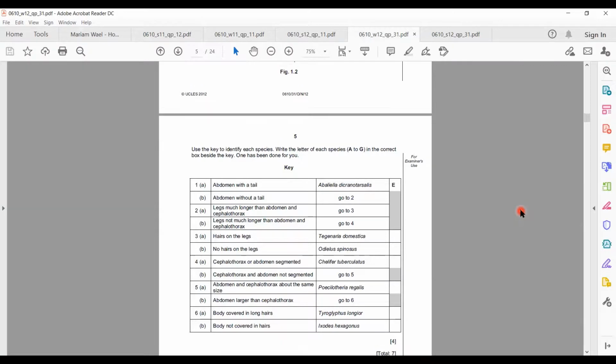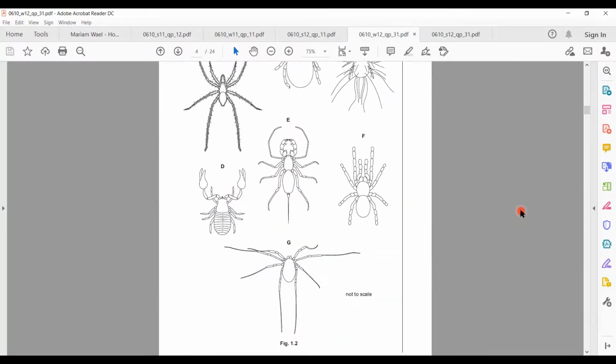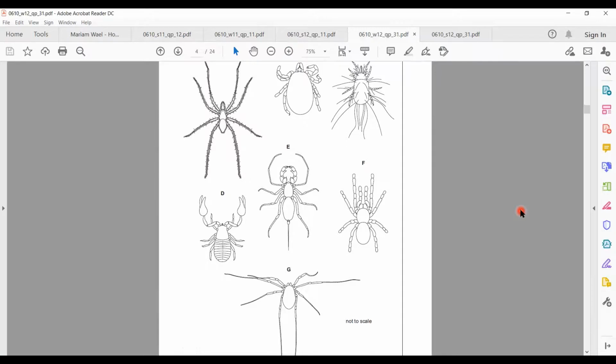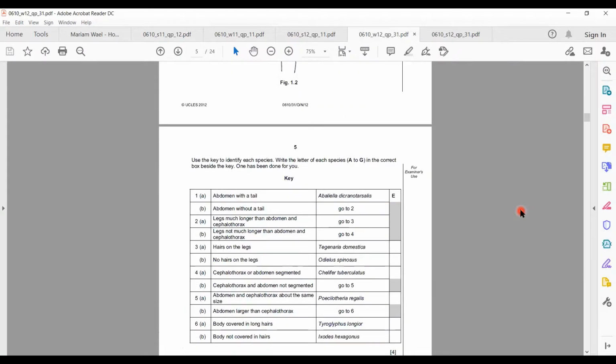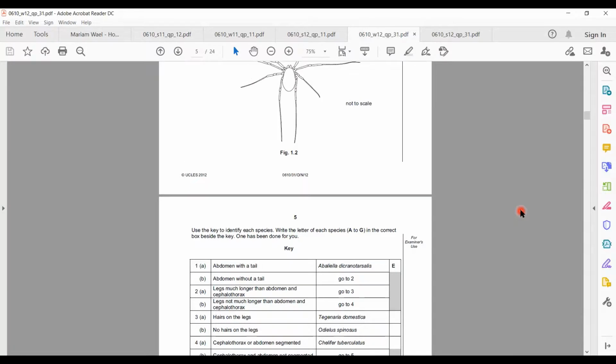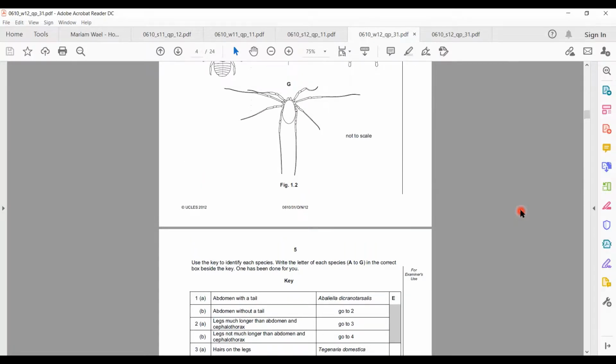Abdomen without a tail. Then this will be... Do I just choose any of them? It says abdomen without a tail, so go to 2. In 2, legs much longer, then go to 3. You are going to begin from number 3, hairs on the legs. But you have to choose the ones that have abdomen without a tail, legs much longer than the abdomen and cephalothorax, versus legs not much longer than the abdomen and cephalothorax. This is very absurd that they put every part on a page.